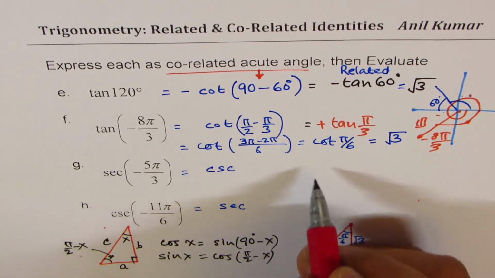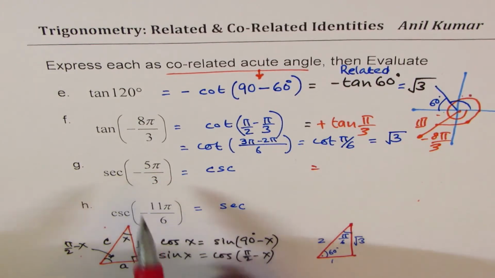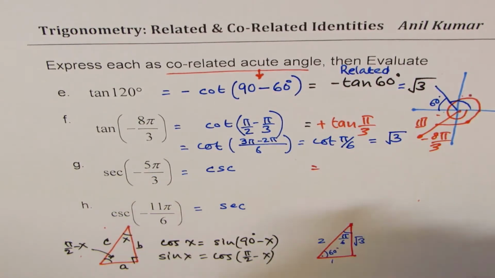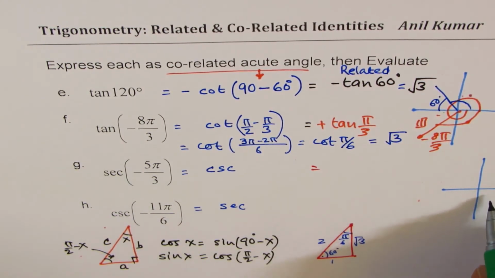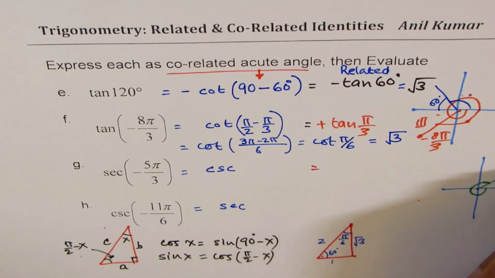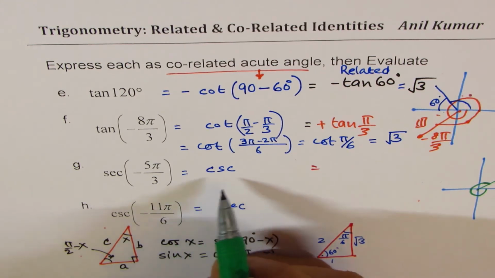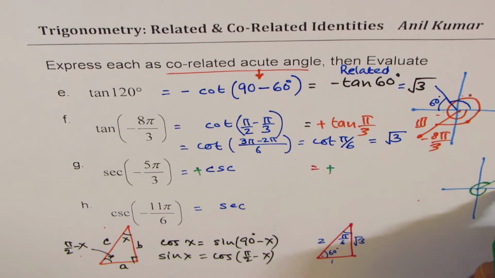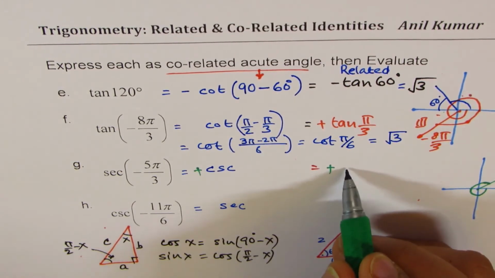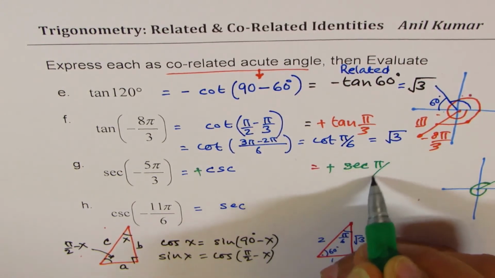So secant, let's do it in a similar way. Let's find the acute angle first. Let me sketch a new one here. Minus 5 pi by 3. So this pi has been divided like this. This is 3 pi by 3, 6 pi by 3, 1 less. So that is minus 5 pi by 3. You are in quadrant 1, so it has to be positive. Is it okay? And the acute angle is pi by 3, which is secant pi by 3.